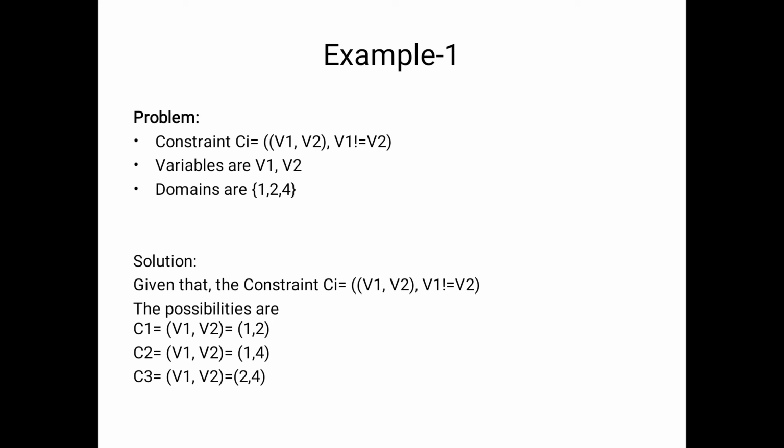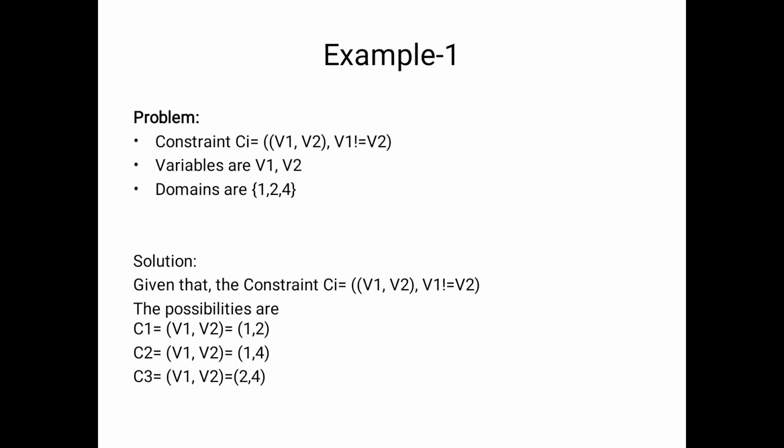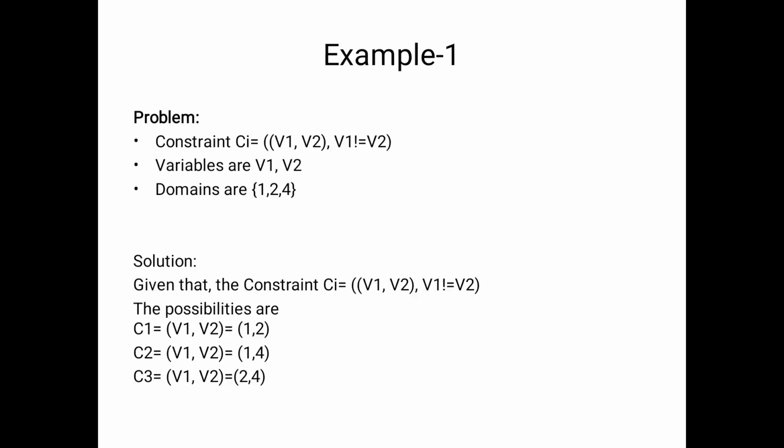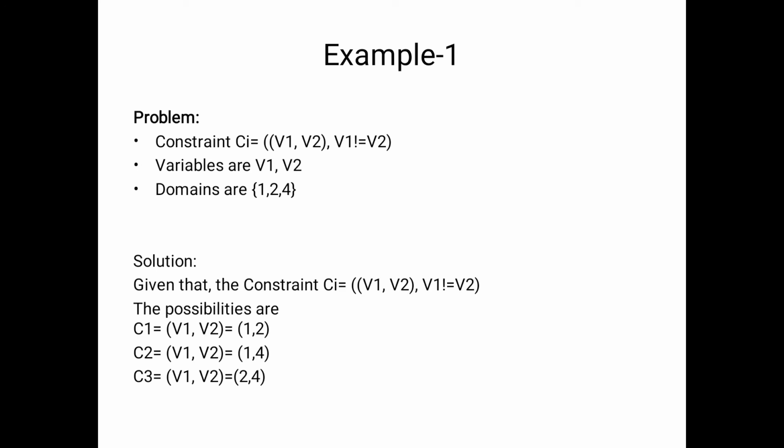We will consider the constraint as the pair v1, v2. Please observe that the constraint ci is equal to scope and relation. Here the scope is v1, v2. The relation is that v1 is not equal to v2. So the variables are v1 and v2, and the domain values are 1, 2, 4.